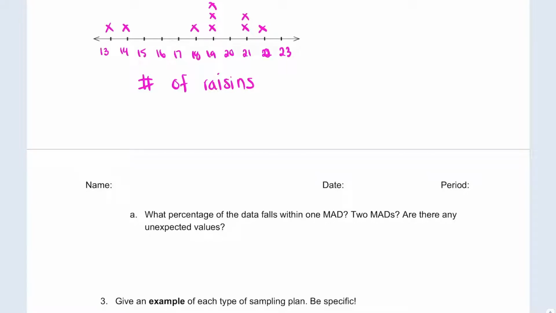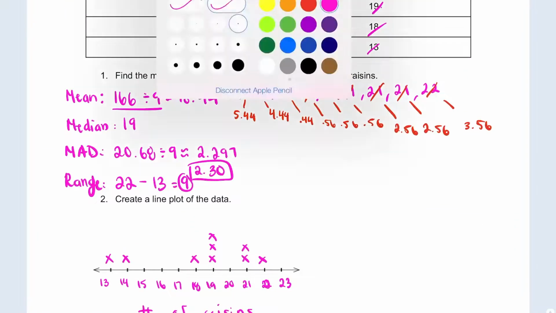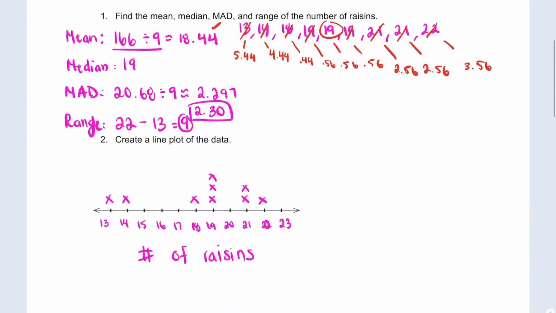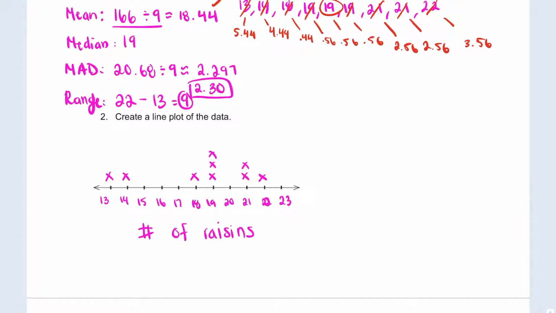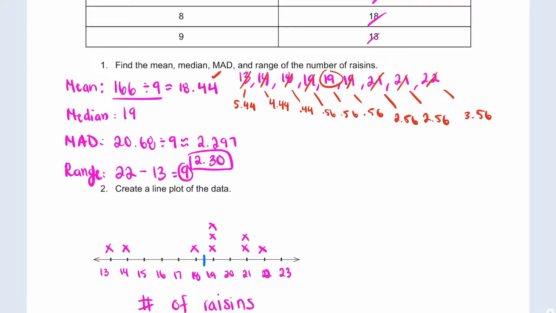So now we have question 2a. What percentage of the data falls within 1 MAD, 2 MADs, and are there any unexpected values? This is the lesson that we did today in class. So what I would do is mark where the mean is on your number line. Our mean is 18.44, so I'm going to say that's directly in between 18 and 19 right there. And we're going to create our M1 fences, and then our M2 fences, and then we're going to see how much of our data falls within 1 MAD, within 2 MADs, etc.